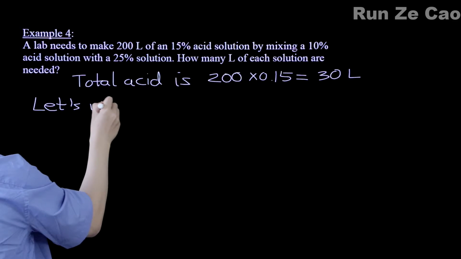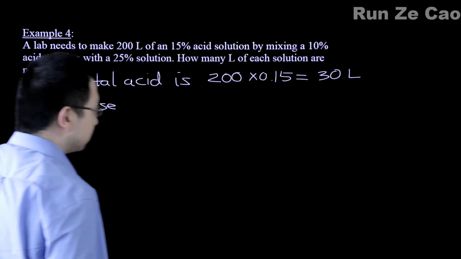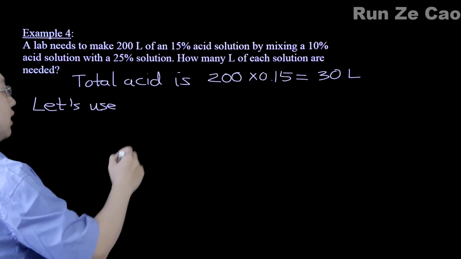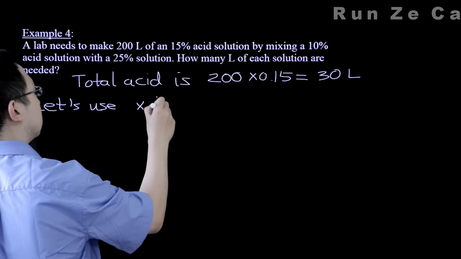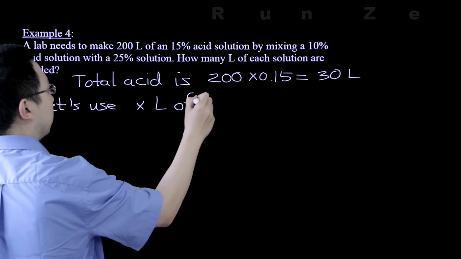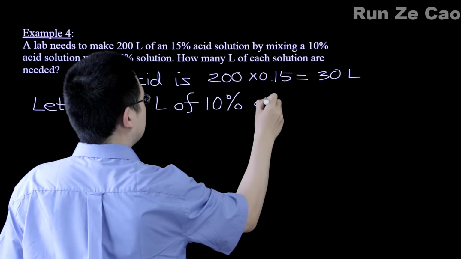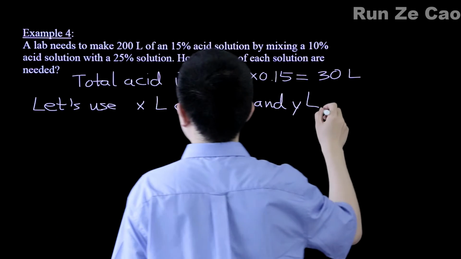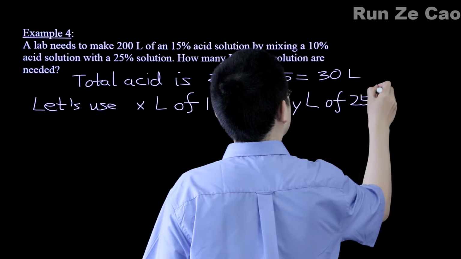let's use, it's not always let something be X. You can also use slightly less official terms, and typically teachers will let you get away with it. X liters of 10% and Y liters of 25%.